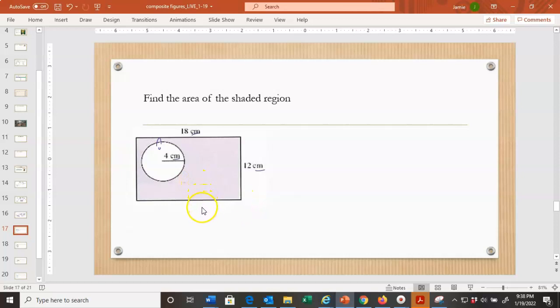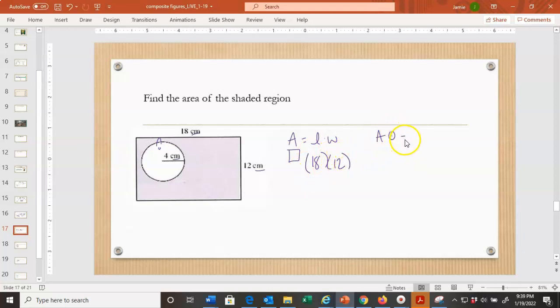So we kind of have two options here. I want to find the area of the shaded region. My brain says, okay, let's find the area of the whole thing, because that's a rectangle. And then we can subtract the area of the circle. So area of the rectangle is length times width. So that's going to be 18 times 12. And now a new one we haven't done yet.